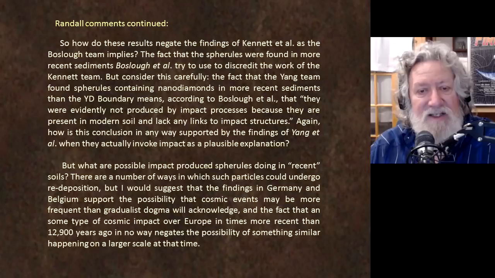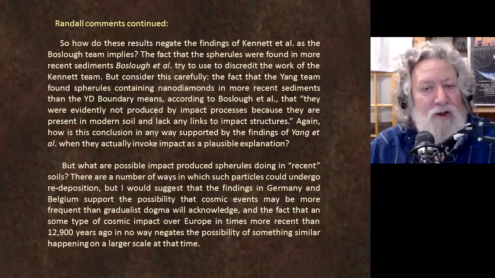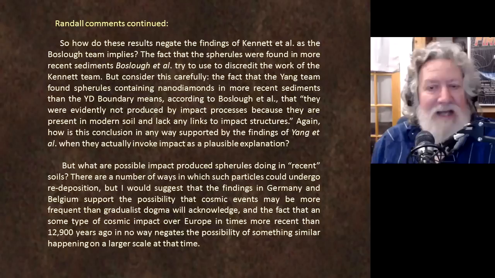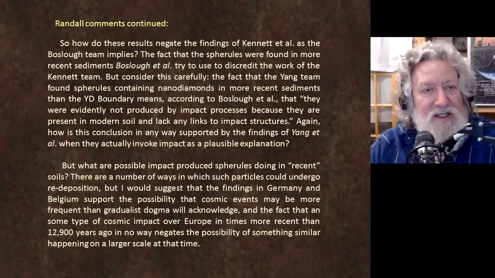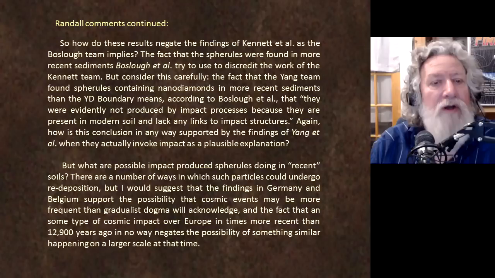The fact that the spherules were found in more recent sediments, Boslough and others try to use to discredit the work of the Kennett team. But now I ask you to consider this carefully. The fact that the Yang team found spherules containing nanodiamonds in more recent sediments than the Younger Dryas boundary means, according to Boslough and his guys, that, quote, they were evidently not produced by impact processes because they are present in modern soil and lack any links to impact structures. Again, how is this conclusion in any way supported by the findings of Yang et al. when they actually invoke impact as a plausible explanation?